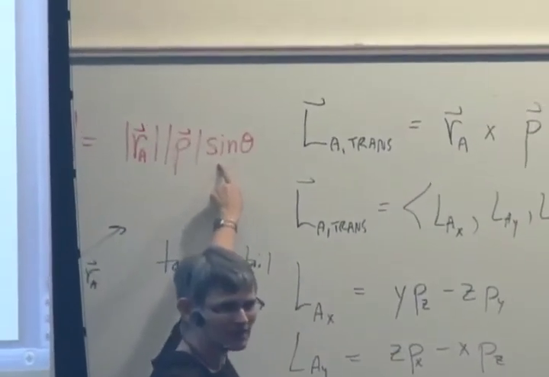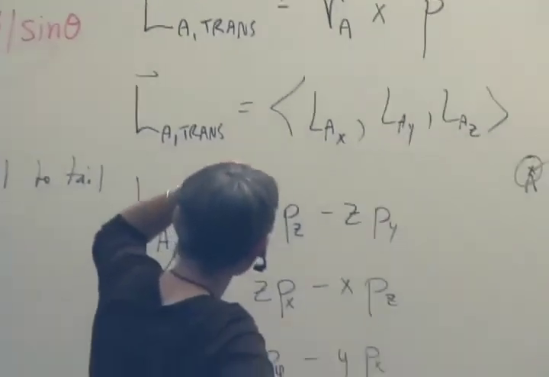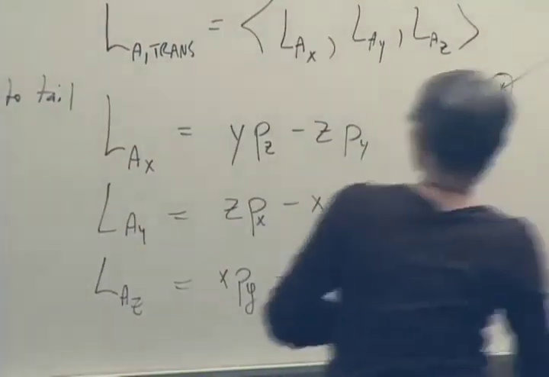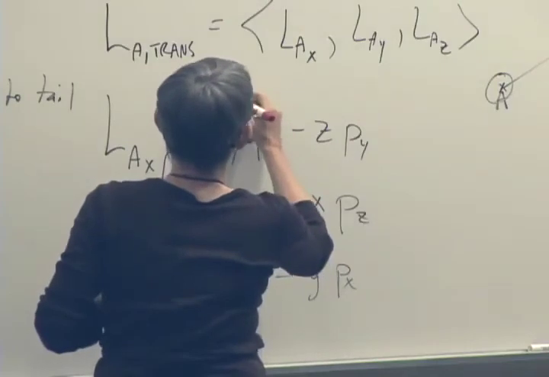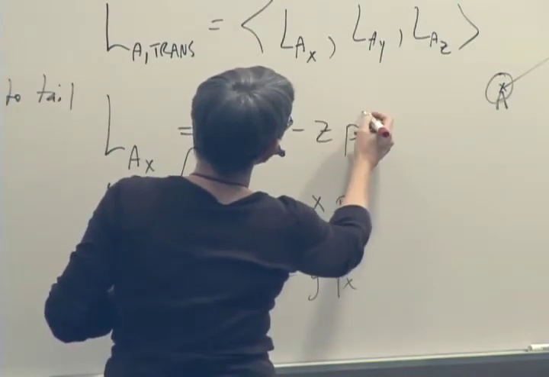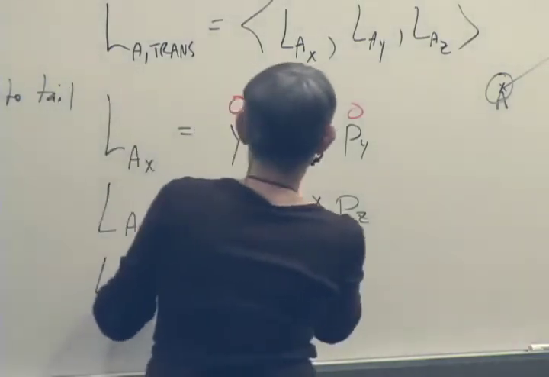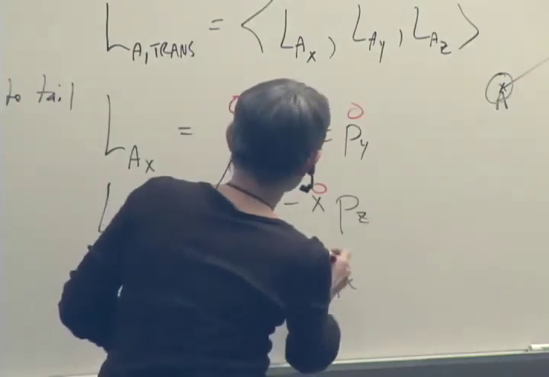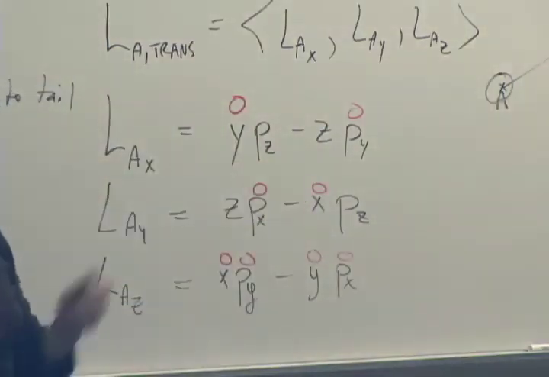What's the sine of 180 degrees? 0. Or this form. The x component of the resultant vector would involve py and pz. Well, that's 0, and that's not 0, but that's 0, so the x component is 0. The y component, well, that's 0, and that's 0, and the z component, there aren't any z's, so everything's 0. So any way you look at it, the vectors are collinear. It's going to come out to 0.